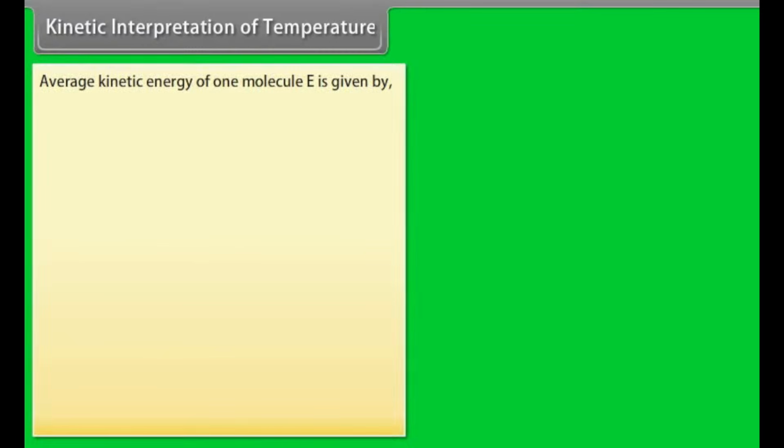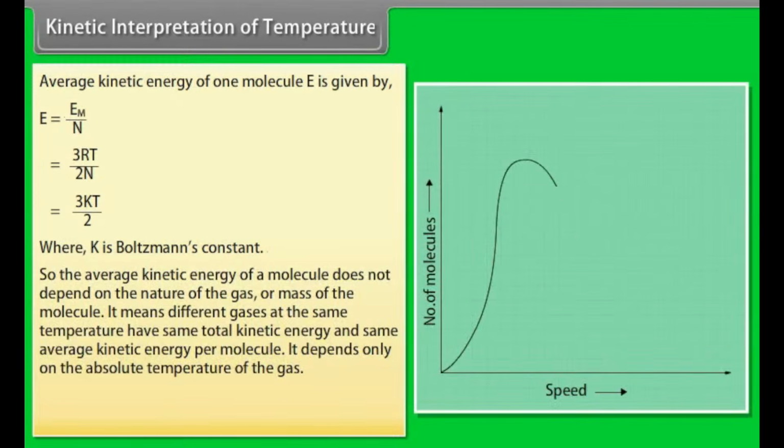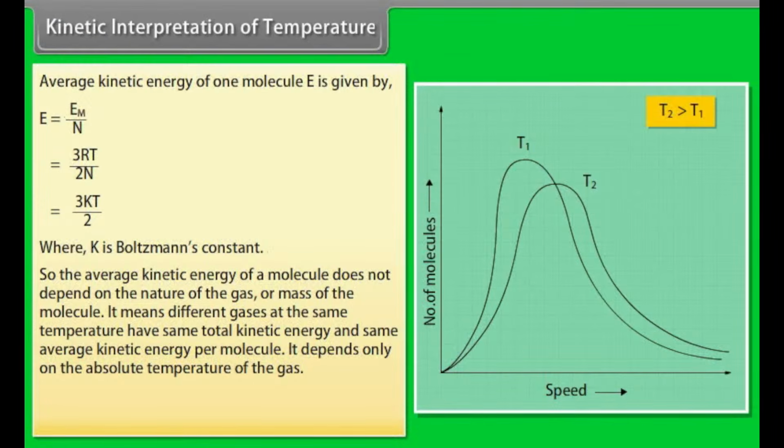Kinetic interpretation of temperature. Average kinetic energy of one molecule E is given by E = Em/N = 3RT/2N = 3kT/2, where k is Boltzmann's constant. So, the average kinetic energy of a molecule does not depend on the nature of the gas or mass of the molecule. It means different gases at the same temperature have the same total kinetic energy and the same average kinetic energy per molecule. It depends only on the absolute temperature of the gas.